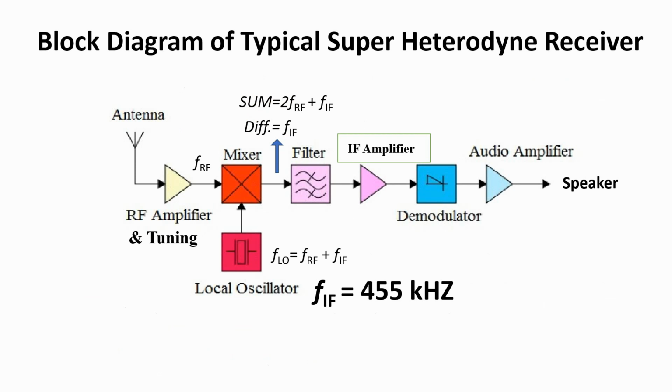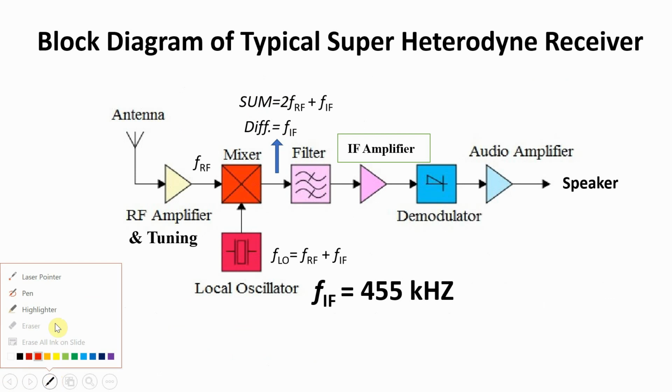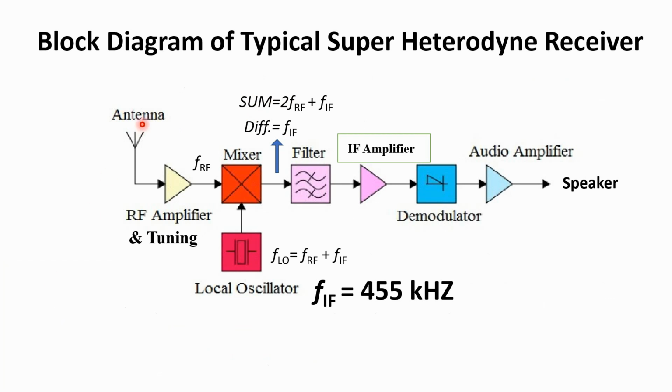As you can see in this diagram, the antenna is going to receive the different frequency components. Here is the RF amplifier and tuning section, right? This RF amplifier is tuned to provide the FRF signal.